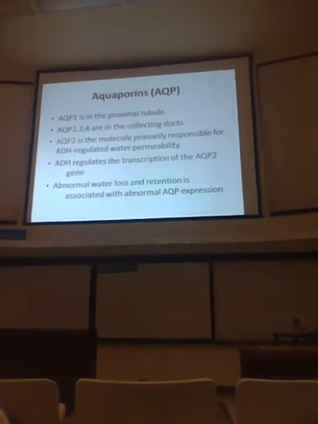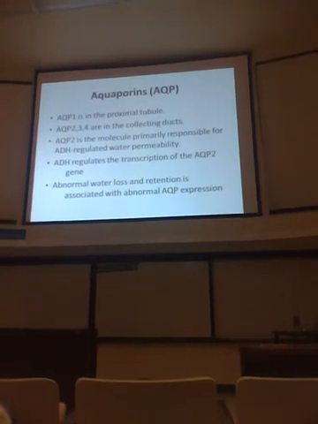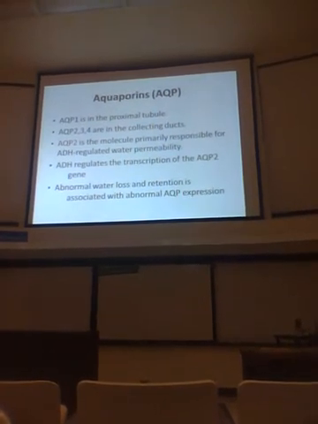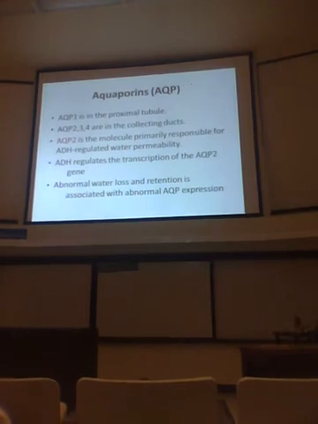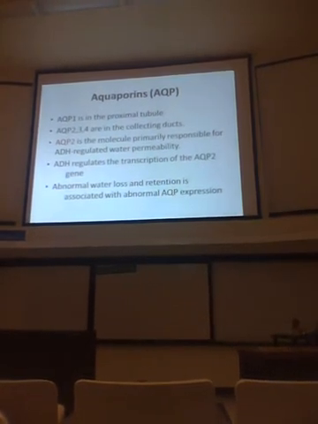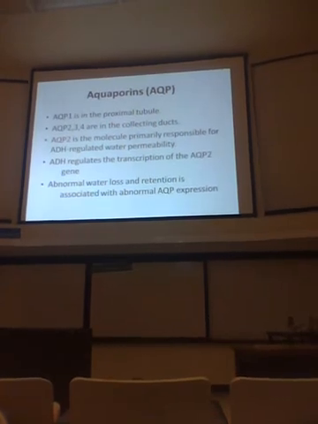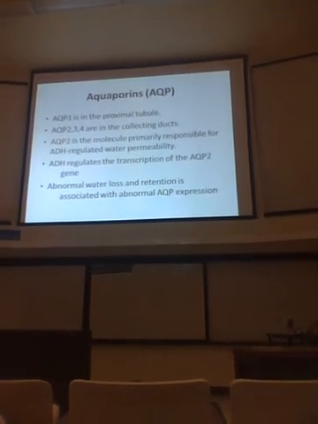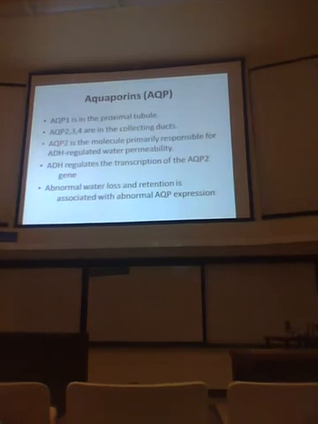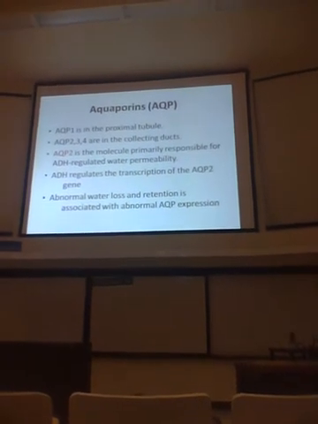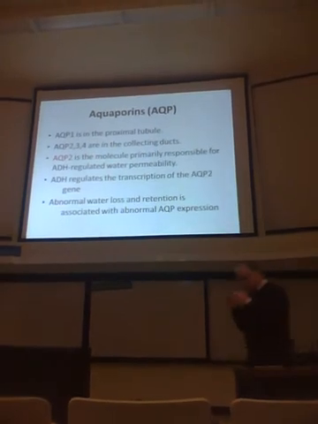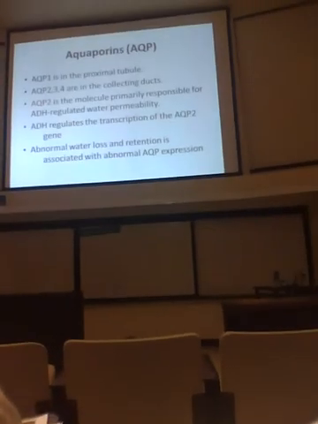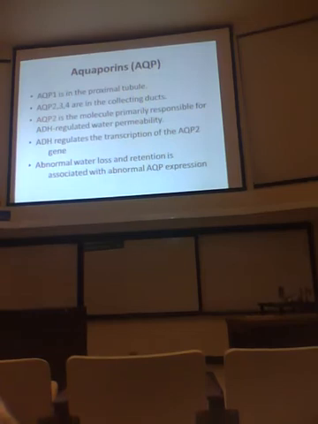And so aquaporin 1 is in the proximal tubule. There's some of them in there. Aquaporins 2, 3, and 4 are in the collecting ducts. The one that we're primarily talking about under the influence of ADH is aquaporin 2. So that's the molecule primarily responsible for the ADH regulated water permeability, and ADH regulates the transcription of the AQP2 gene and then enables the cell to produce the AQP2, insert it into these vesicles in the cytoplasm, which are then fused with the plasma membrane, and AQP2 channels appear on the luminal surface of the cells.